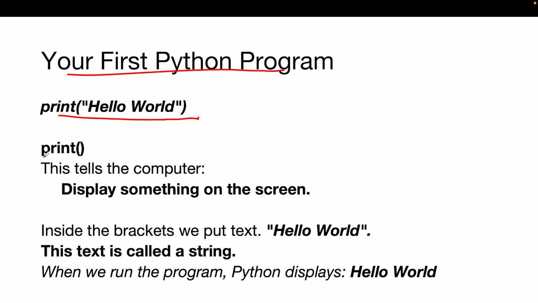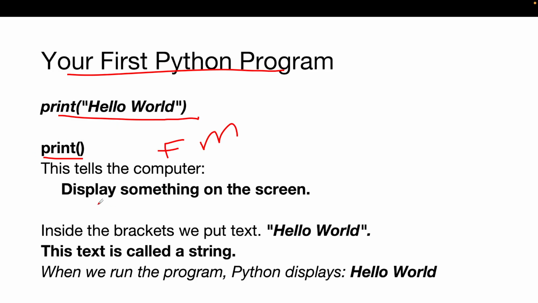You see print and you see parentheses, these brackets here. In programming, anytime you see a word with brackets in front of it, it means it is a function or a method. We will talk about functions and methods in the near future. So whenever you see something like this, it is a function or a method. So this is a function.